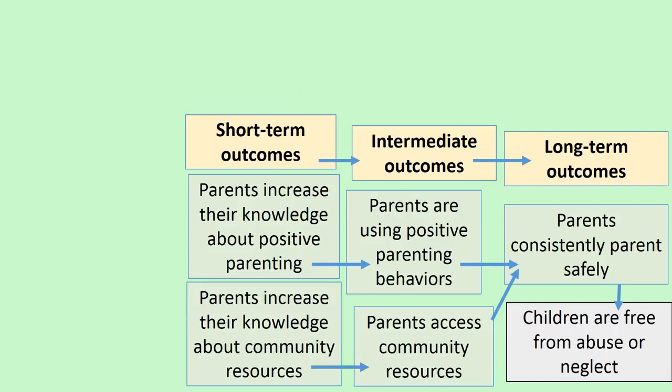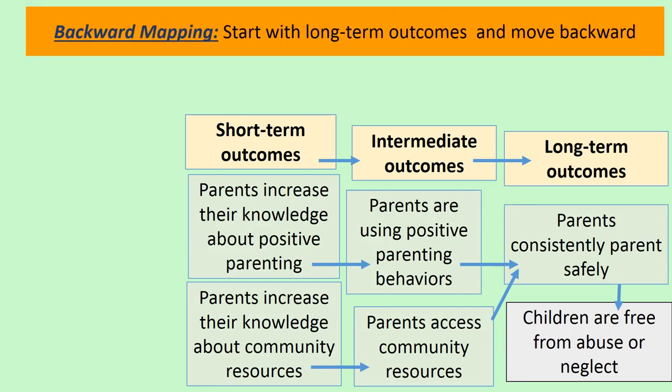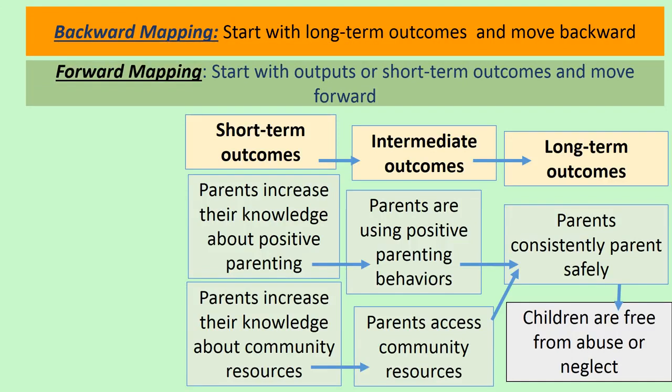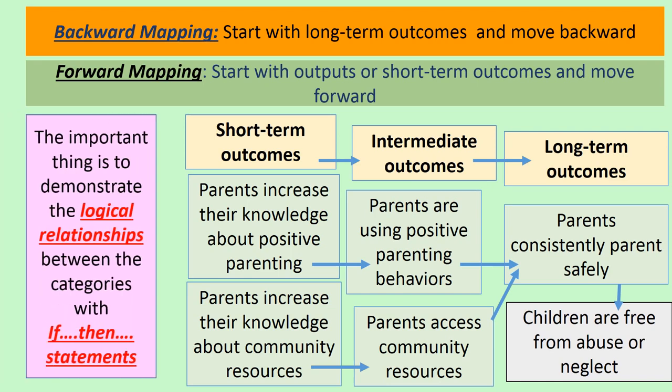I just used a backward mapping process to define these three types of outcomes. I started with the situation I want to solve and then identified the long-term outcomes and worked backwards to define the other outcomes in the model. You can also use a forward mapping process to define the three types of outcomes. Either process is fine to use as long as the logical relationships between the categories are clear. To create clearly stated logical relationships between categories, you can use if-then statements.